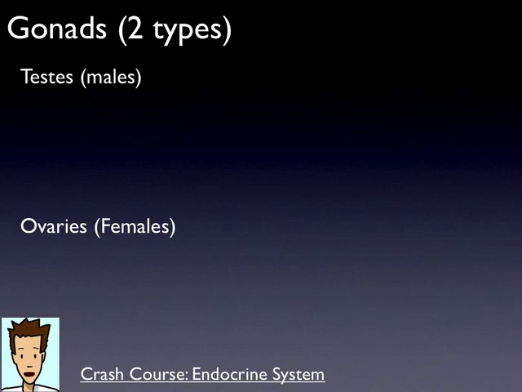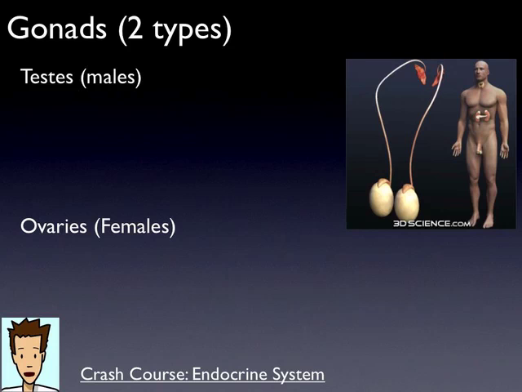In males, the testes produce not estrogen. Testosterone. So there are male and female what we call sex hormones. Testosterone is the male sex hormone. It's produced in the testes. And, well, the testes also make sperm. We'll get to that when we get to the human reproductive system.